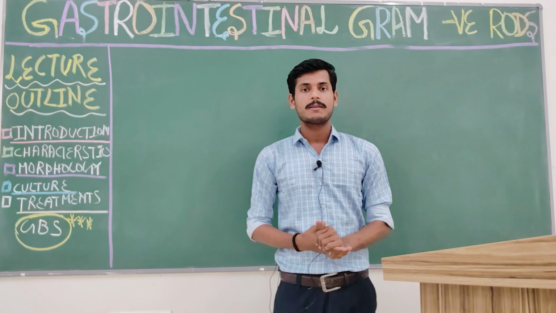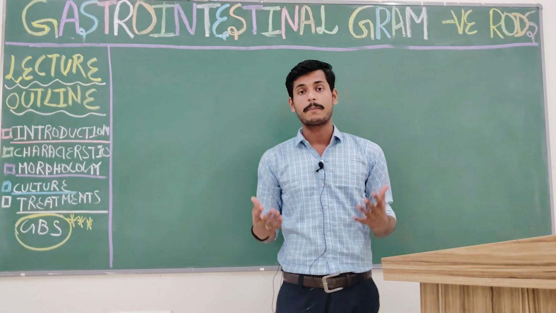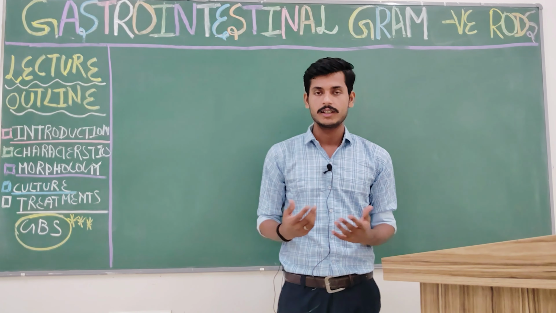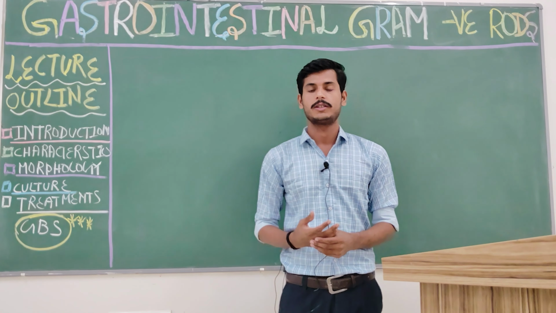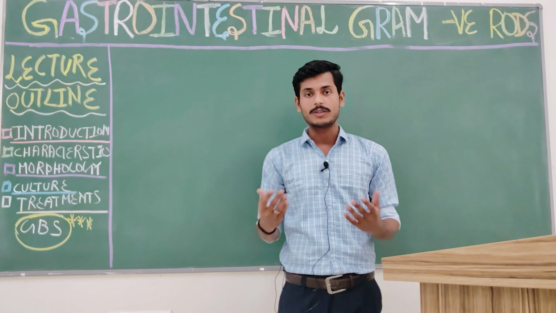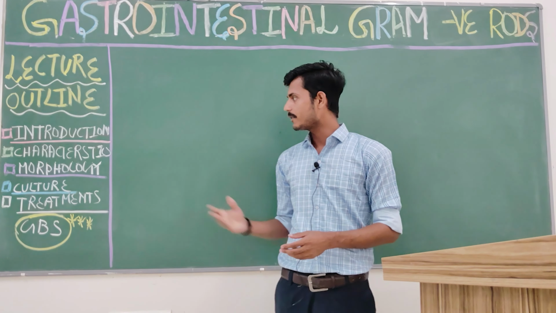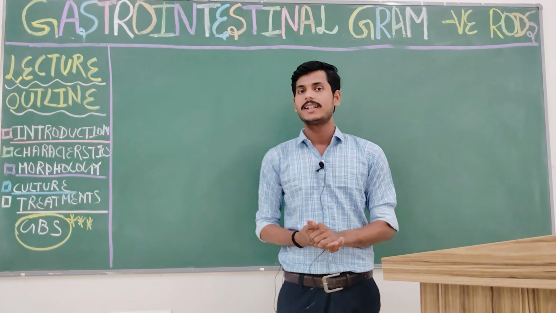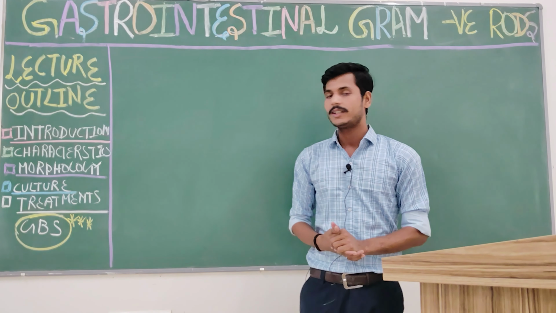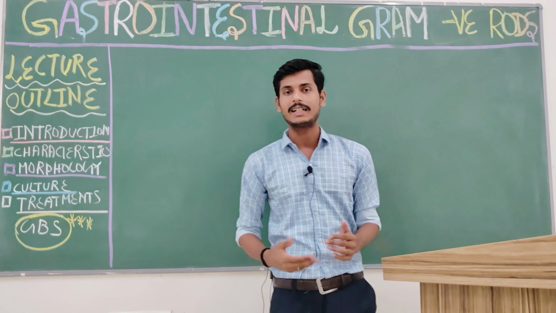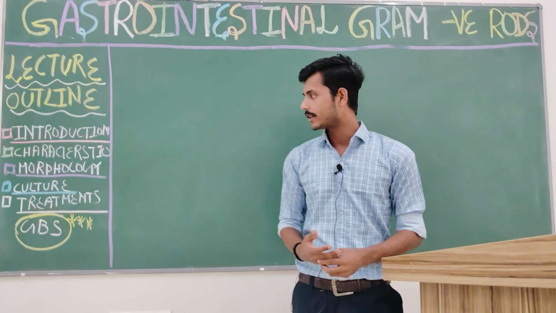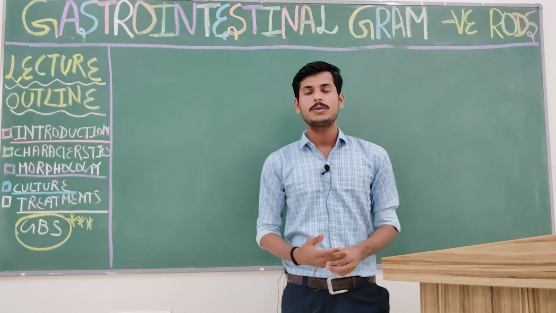Then we will discuss Campylobacter characteristics: how they exhibit their normal physiology and how they are categorized. Then we will discuss their shape, size, and antigenic characteristics under the heading of morphology. Then we will discuss how we can cultivate this bacteria in a lab setting.